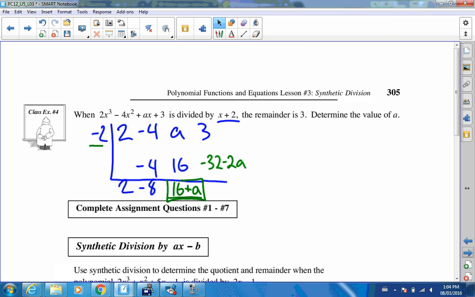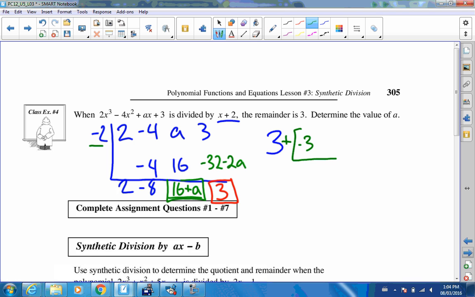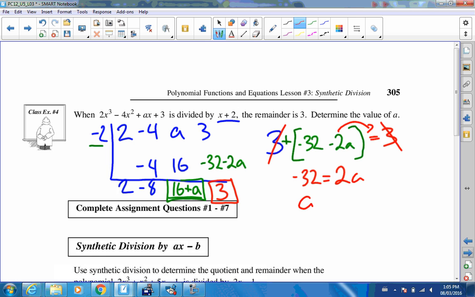Now, it turns out that the remainder is supposed to be 3. So I know this answer down here should be 3. So now I can go, okay, 3 plus negative 32 minus 2a. That's an ugly large bracket. There we go. Equals 3. That's handy dandy. 3 and 3. I subtract 3 from both sides. I'm good. Negative 32 equals 2a. So I just added my 2a to both sides. A equals negative 16. Solved.